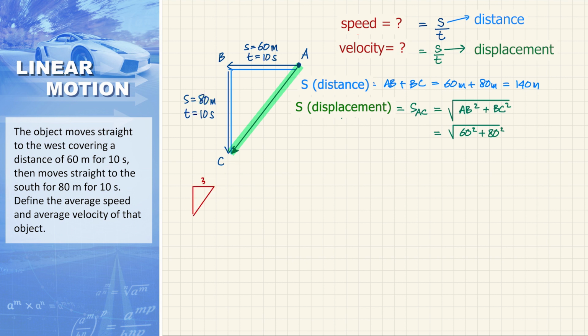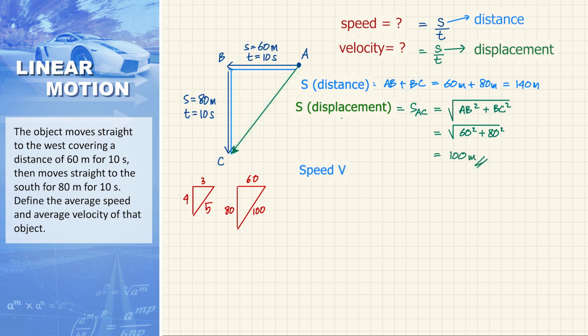Before calculating this, let's recall a special triangle with sides of 3, 4, and hypotenuse of 5 units. If we scale this triangle up by a factor of 20, its sides become 60, 80, and hypotenuse of 100 units. From this triangle, we know that the value of s AC will be 100 meters.